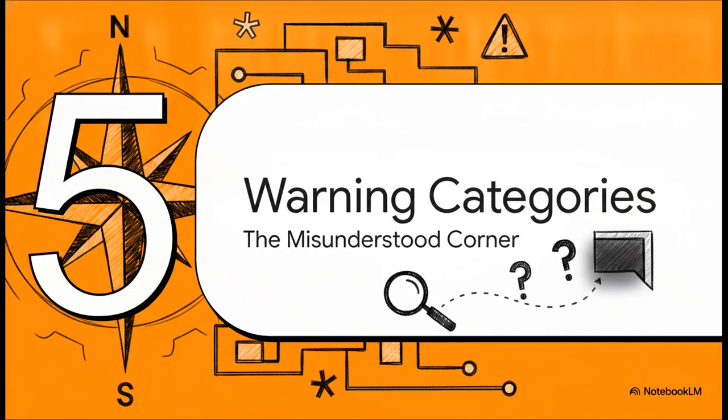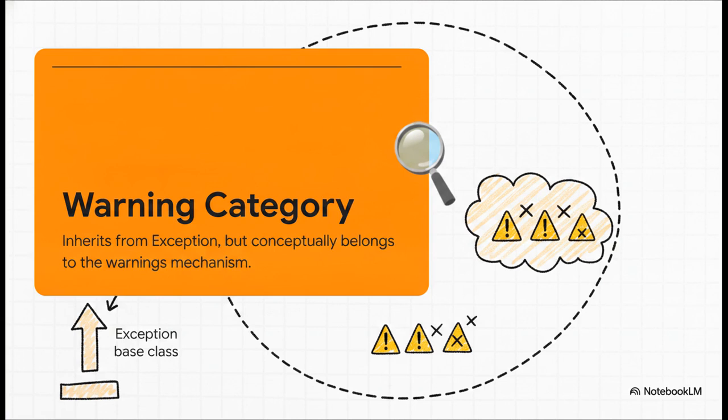Moving on to Section 5, Warning Categories. So a warning category is technically an exception. It actually inherits right from that exception base class we talked about earlier. However, Python documents these entirely separately, and that's because conceptually they belong to the warnings mechanism, not the standard error flow. In fact, Python actually just ignores some of these by default when you're running regular release builds.